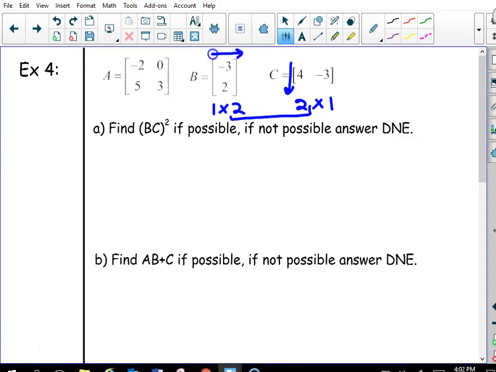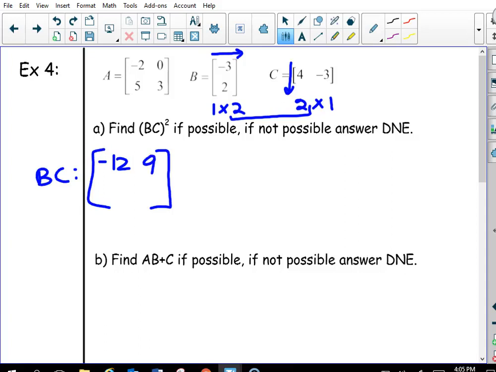And my answer matrix is going to be a 2 by 2 matrix. We're going to multiply the first row in B by the first column in C. Remind myself this is B times C. Negative 3 times 4 is negative 12. First row in B times second column in C is negative 3 times negative 3, which is 9.